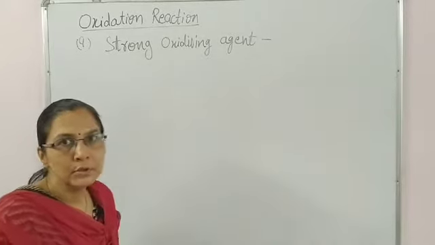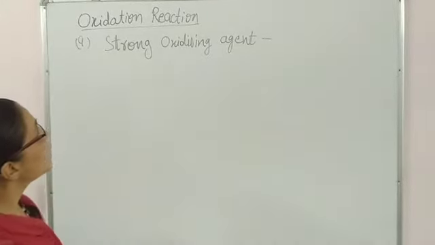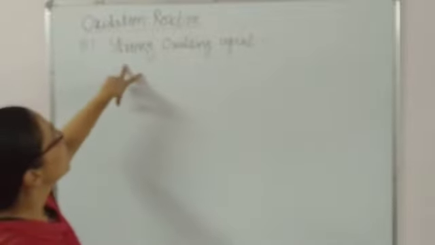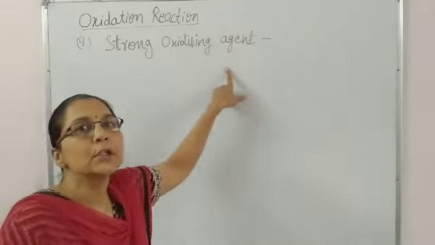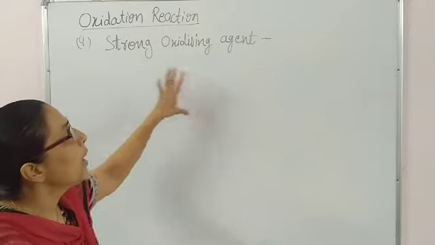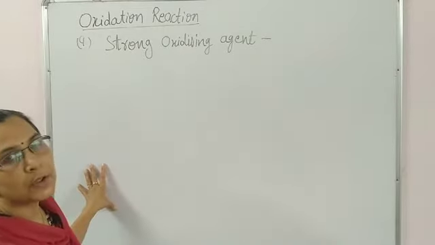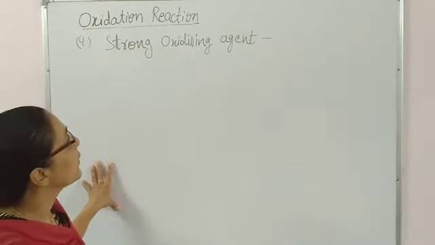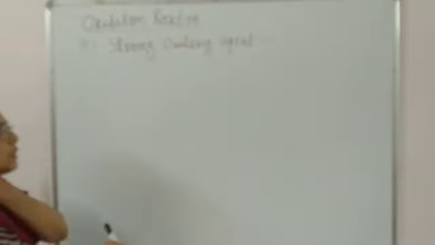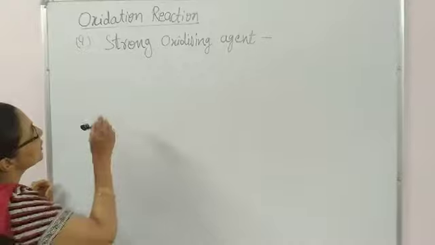Good morning, students. Today, under the heading aldehyde and ketone, we will do oxidation reactions. In the oxidation reaction, if we use a strong oxidizing agent, different products will form, and from a weak oxidizing agent, a different product will form. First, we need to know about the strong oxidizing agent. What are strong oxidizing agents?